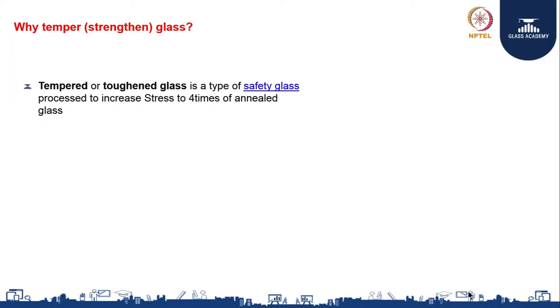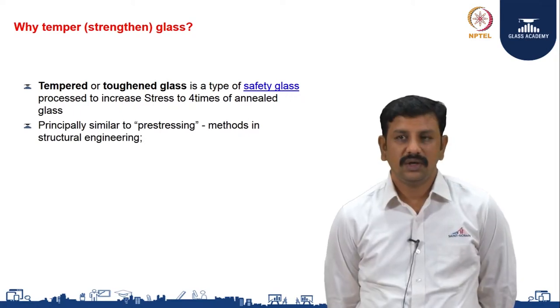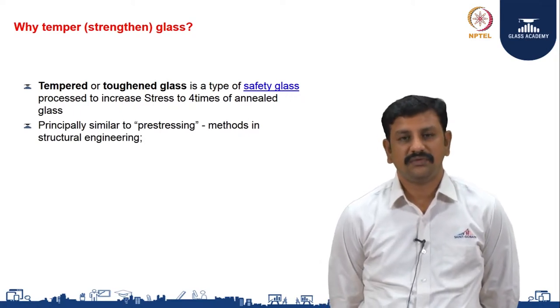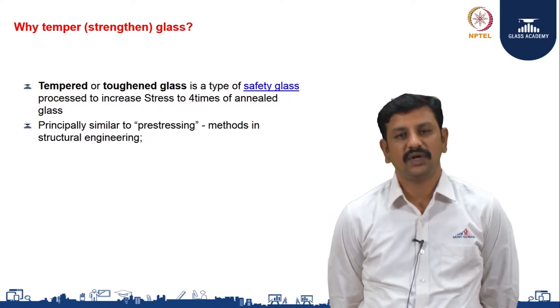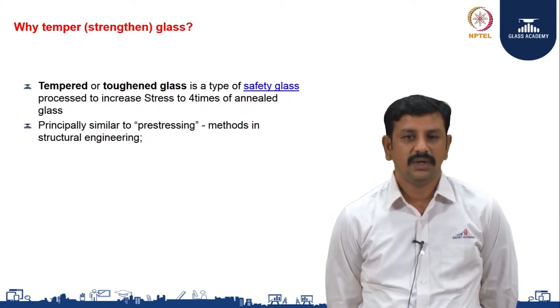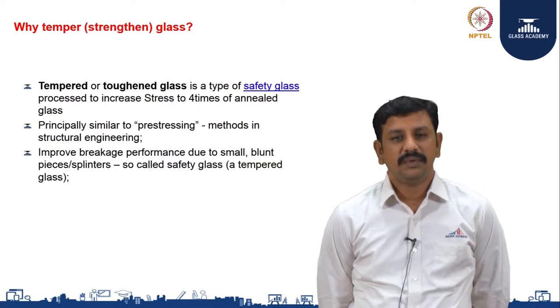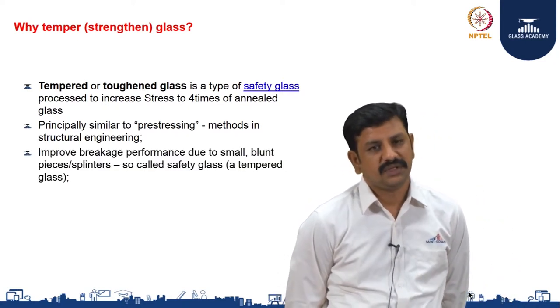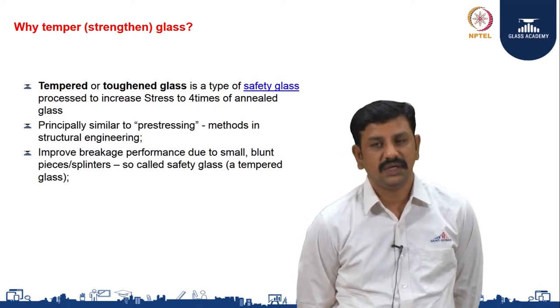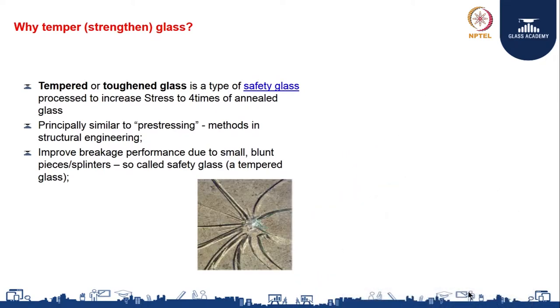Now, why do you temper a glass? Basically, we temper a glass to improve its ability to withstand stress. Normally the toughened glass, the fully tempered or toughened glass, has four times the strength of an annealed glass. So, roughly it will take around 110 to 120 MPa. Principally, it is similar to any pre-stressing process which you use in steel, iron, cast iron, and it helps us to improve the breakage pattern.